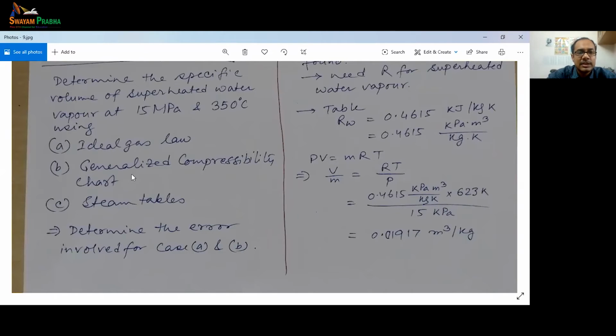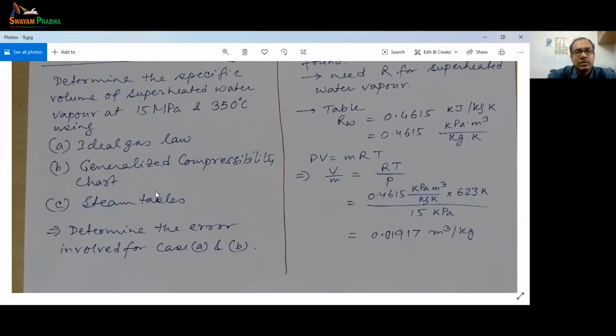Second one is the generalized compressibility chart. This is important for any real gas. Whenever ideality is not valid, you need to know how to use this generalized compressibility chart. You have learned this in chapter 3 of this book, and we'll shortly visit it again to solve this problem as well. And the third way is through the steam table.